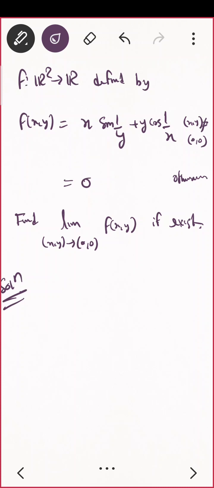What do you think the limit of this will be? Anybody? Think about this function, and if x and y are going towards 0 0, then what can you say about this function? Where will this go?